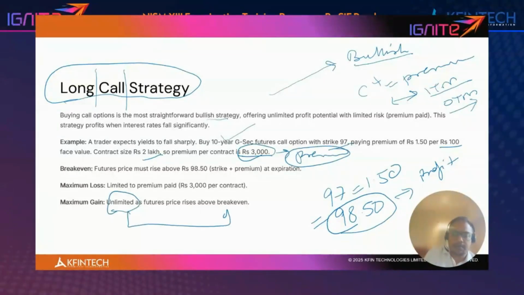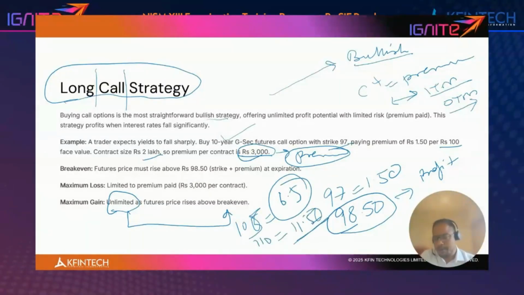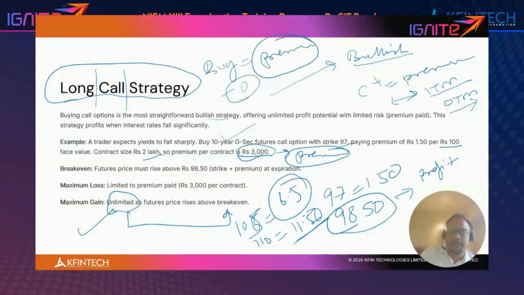Gain is unlimited. Suppose this becomes 105, I'll have 6.5 as the profit. It becomes 110, then I'll have 11.5 as the profit. Practically it is limited, because the bond price will go up to a certain limit only. The interest rate cannot go negative. So that is the case. But in terms of theoretical pricing, it is unlimited. And maximum loss, because you're buying an option, is always equal to the premium. We studied that.